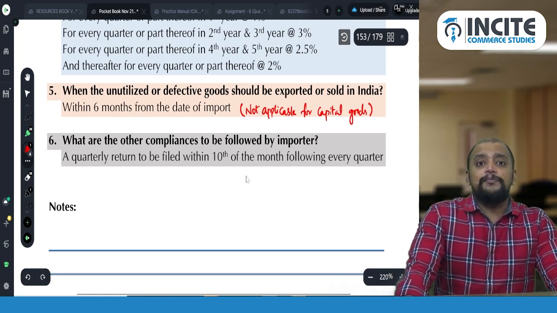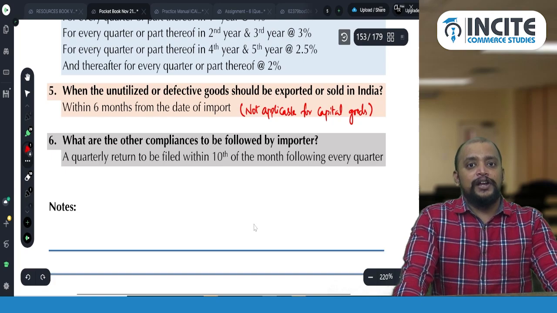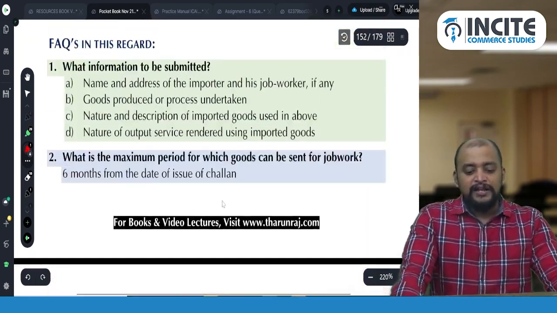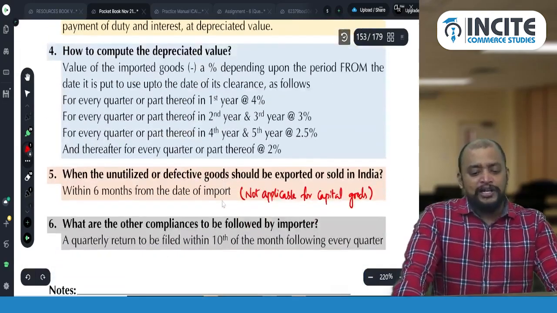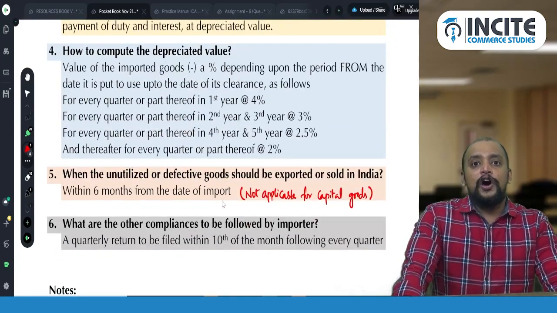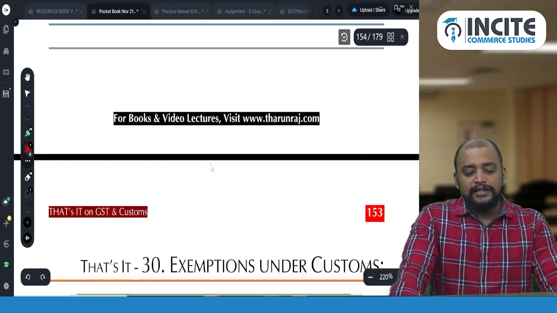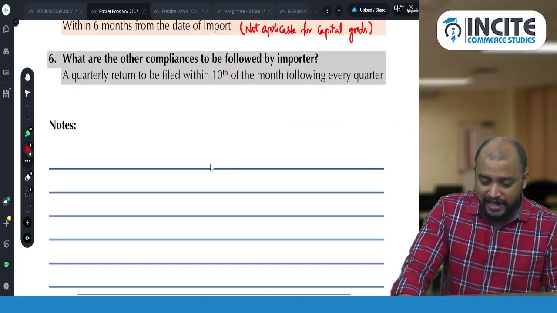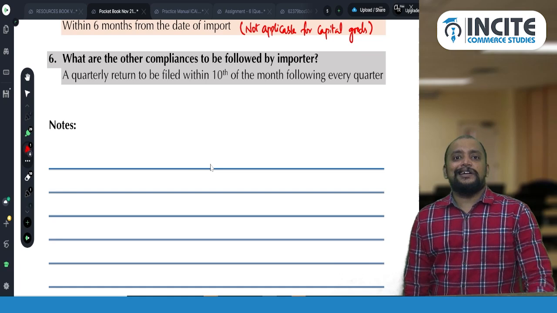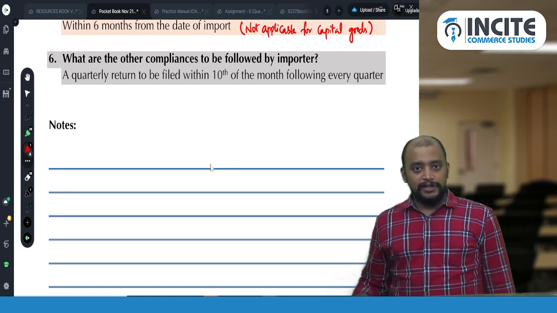And what are the compliances to be followed by this importer? They need to file a quarterly return by the 10th of the month following every quarter. Okay. So these are the FAQs in this regard. So mainly on interest computation or this capital goods depreciation computation, they may frame a question. Okay. So with this, we completed procedures under customs, and all the topics under customs are over. Okay.